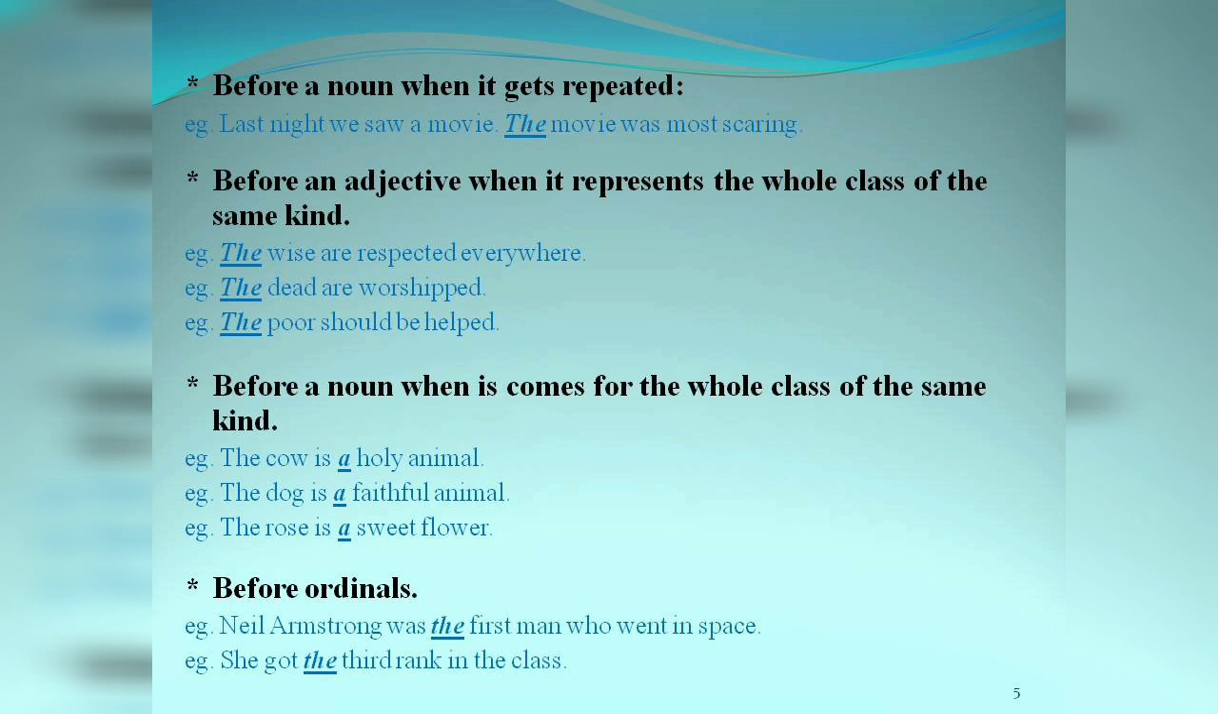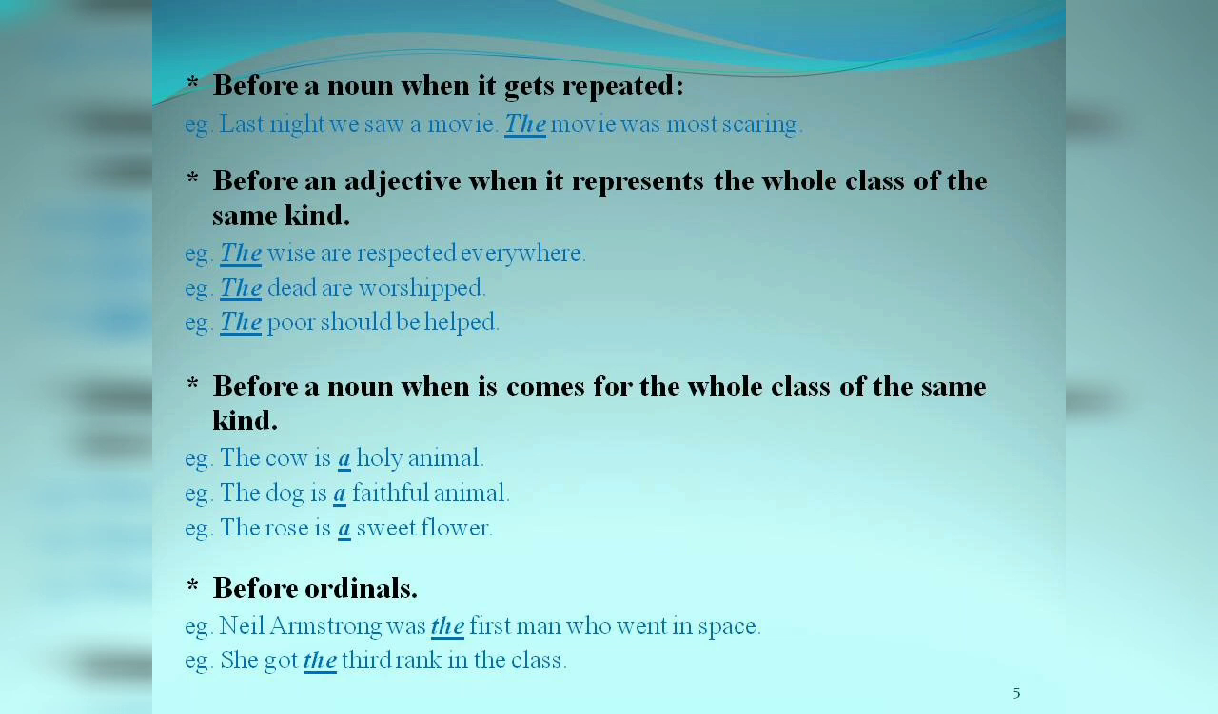Next, the dog is a faithful animal. Similarly, the phrase the dog refers to the whole species of dog. Okay. The rose is a sweet flower. Similarly, we are not talking particularly about a rose flower. Here, we refer to the whole category of the rose.